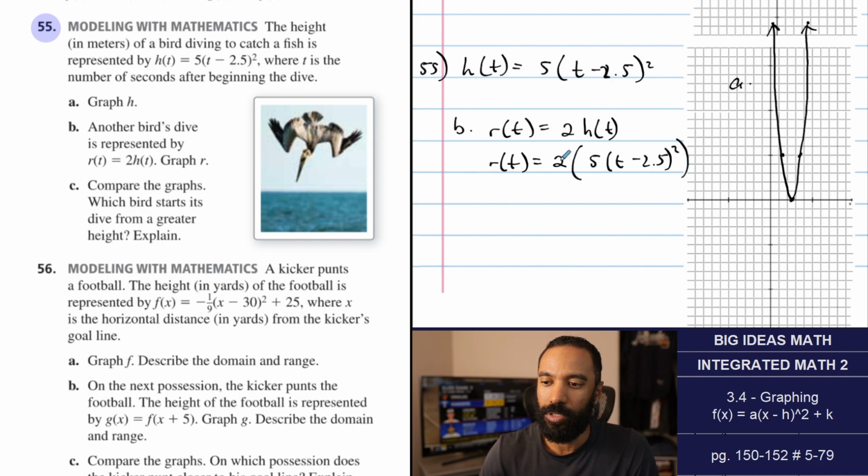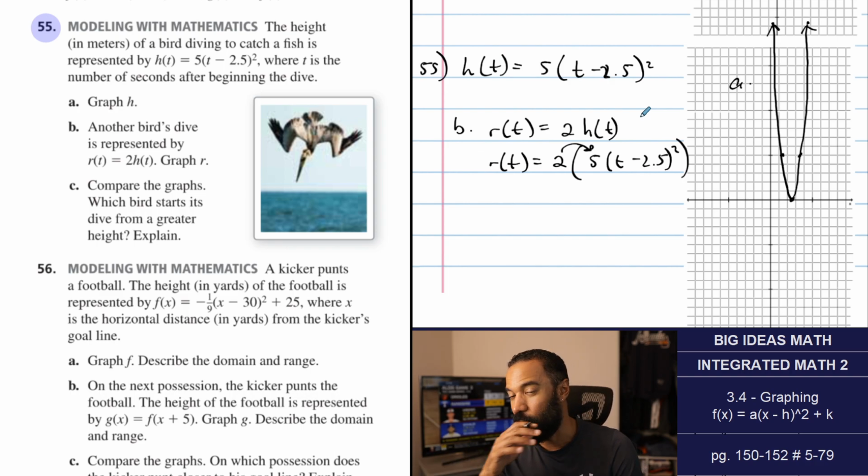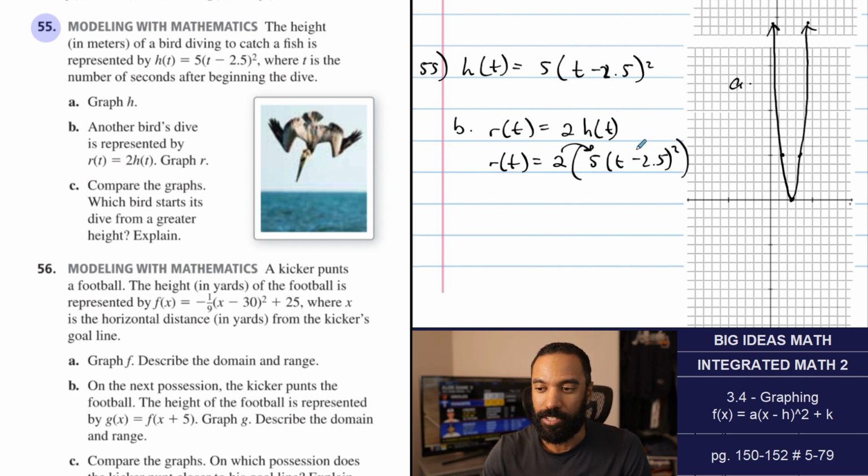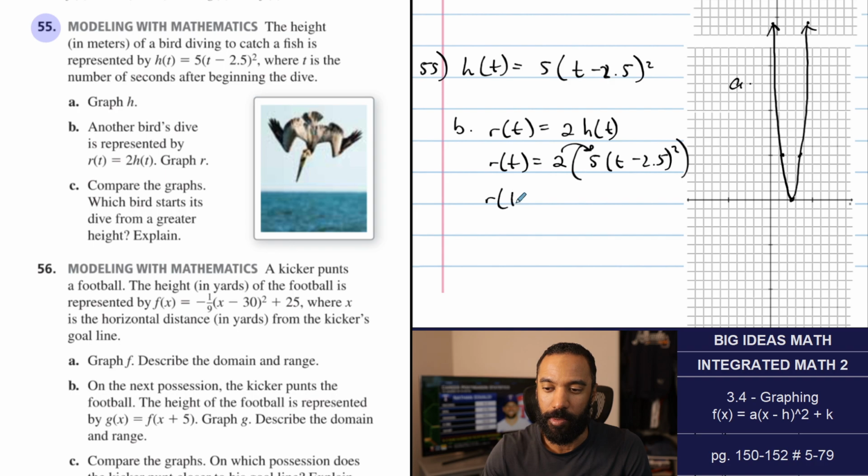Now notice I only multiply the 2 with the 5. It's not like it distributes to every part. Even if it could, it won't for the case of that being squared, but that's not how you do it. You only multiply by one part. And 2 times 5 is 10. So 10 times (t minus 2.5) squared.